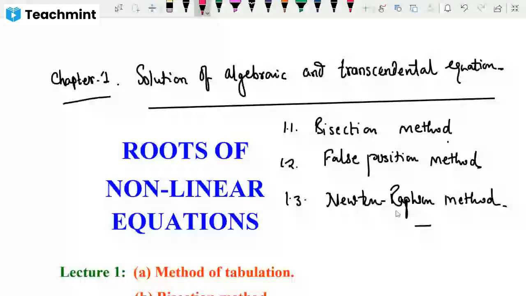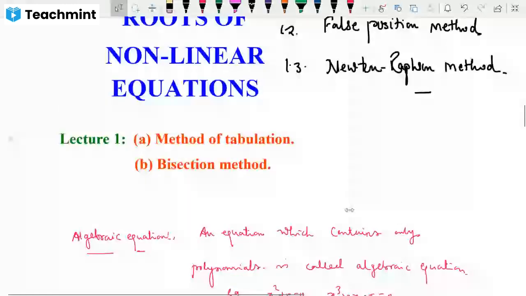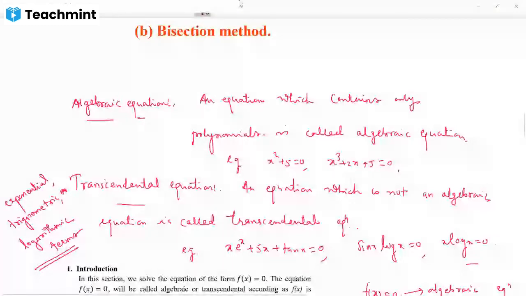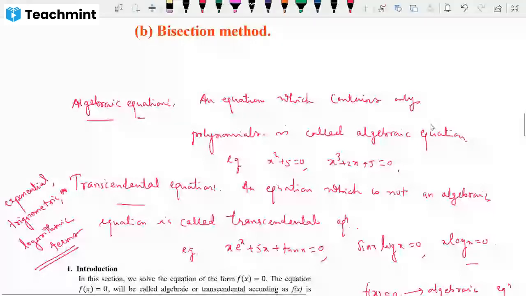So first chapter. For that, we have just seen some introduction. What is an algebraic equation and what is a transcendental equation? Last time we have seen it. What is an algebraic equation?